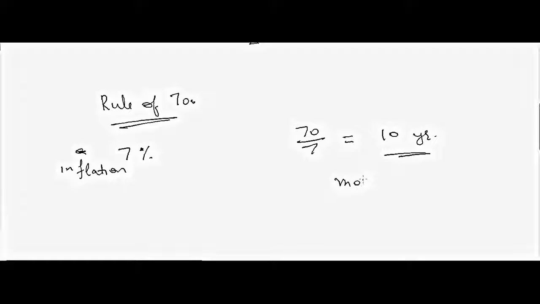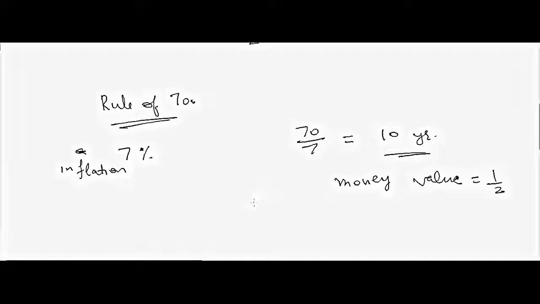So if the rate of inflation is 7%, then it will take you 70 divided by 7 equal to 10 years for your money to become half. So the money value is equal to half.